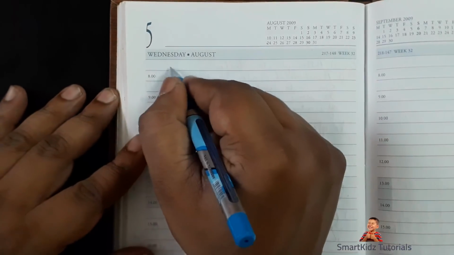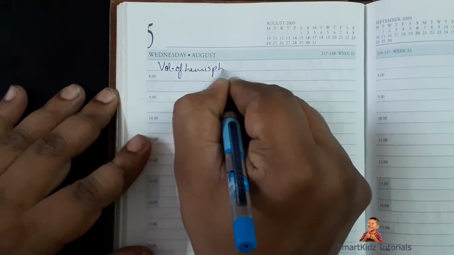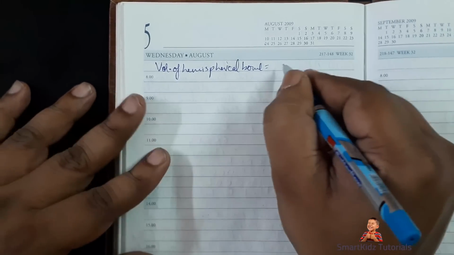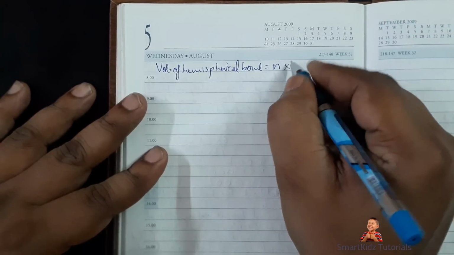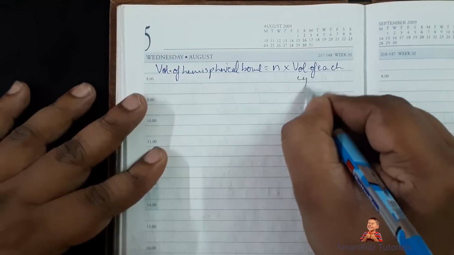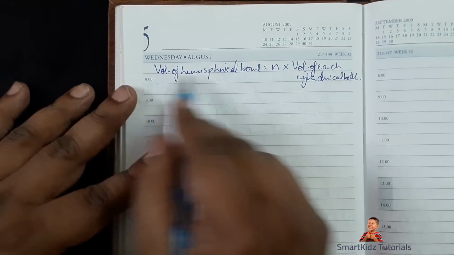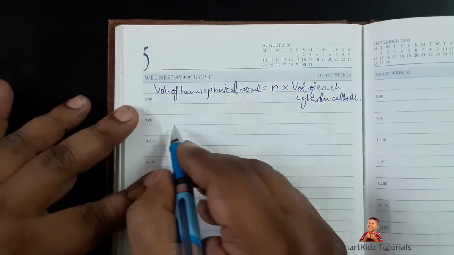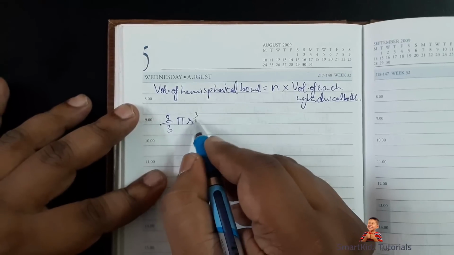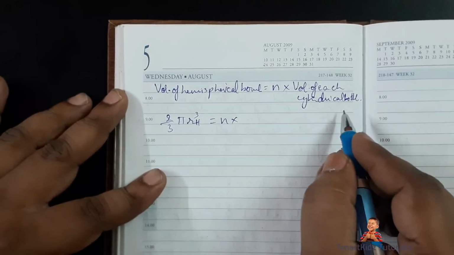So we write: volume of the hemispherical bowl should be equal to N, that is the number of bottles, into the volume of each cylindrical bottle. And the volume of the hemispherical bowl is given as 2 upon 3 pi r cube, where r is the radius of the hemisphere, equal to N into the volume of each cylindrical bottle.